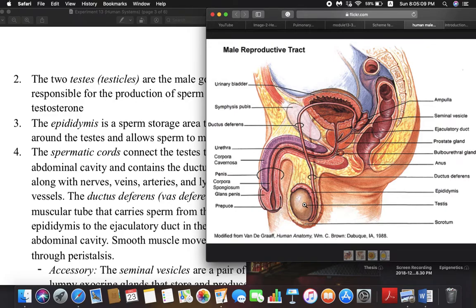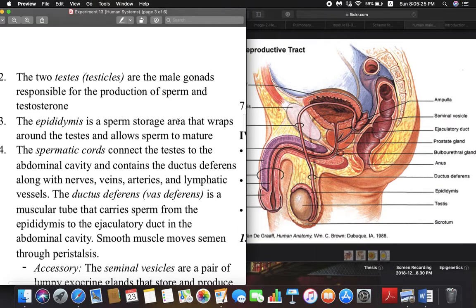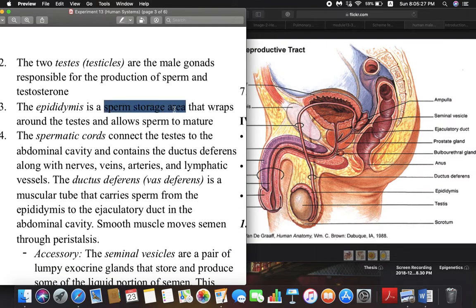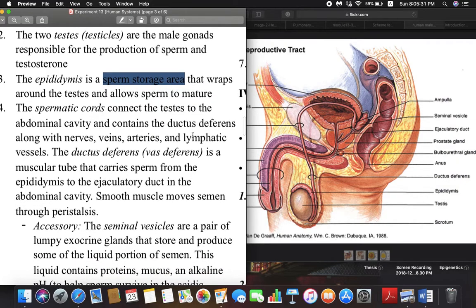So the testes produce sperm, but they then have to be moved. They are moved to the epididymis, which is this part, for storage and maturation. So the sperm are produced in the testes, but they are stored and matured in the epididymis. The epididymis is a sperm storage area that wraps around the testes and allows sperm to mature.